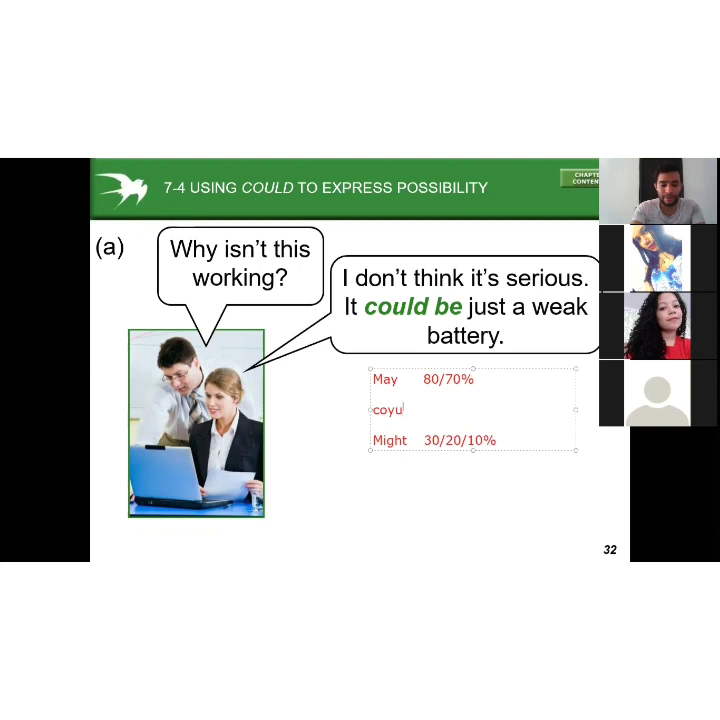Hey, but what happens with could? Can you see something there? Could is just right in the middle, which means that it is maybe the 60, or the 50, or the 40% of the possibility. Is this clear?